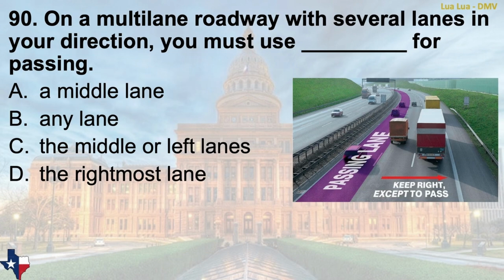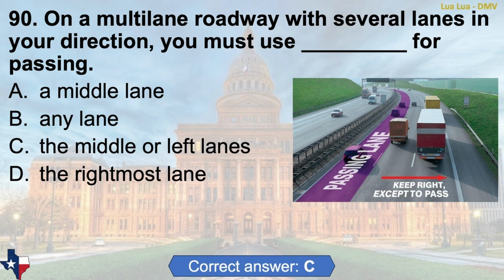Question 90. On a multi-lane roadway with several lanes in your direction, you must use blank for passing. A. A middle lane. B. Any lane. C. The middle or left lanes. D. The rightmost lane. The correct answer is C. The middle or left lanes.